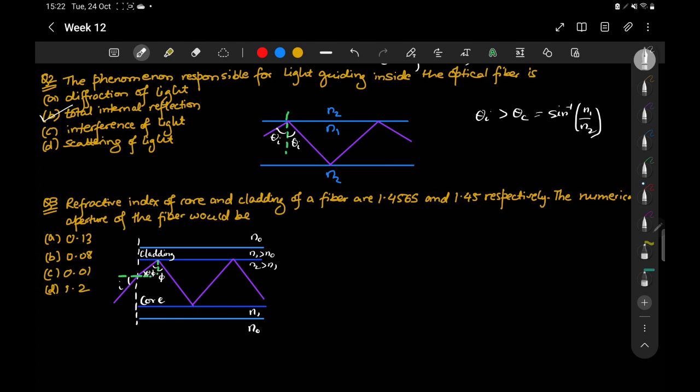Again, we will make use of Snell's law. So by Snell's law, we have N0 sine I equals N2 sine theta. This is for the entrance to the fiber, and this is equal to N2 cos phi. Why? Because phi is 90 degrees minus theta.